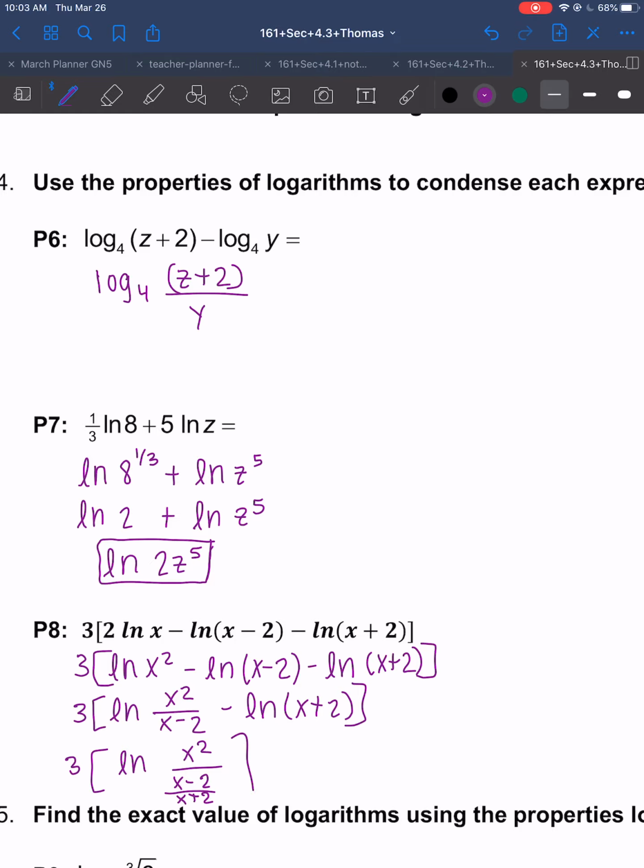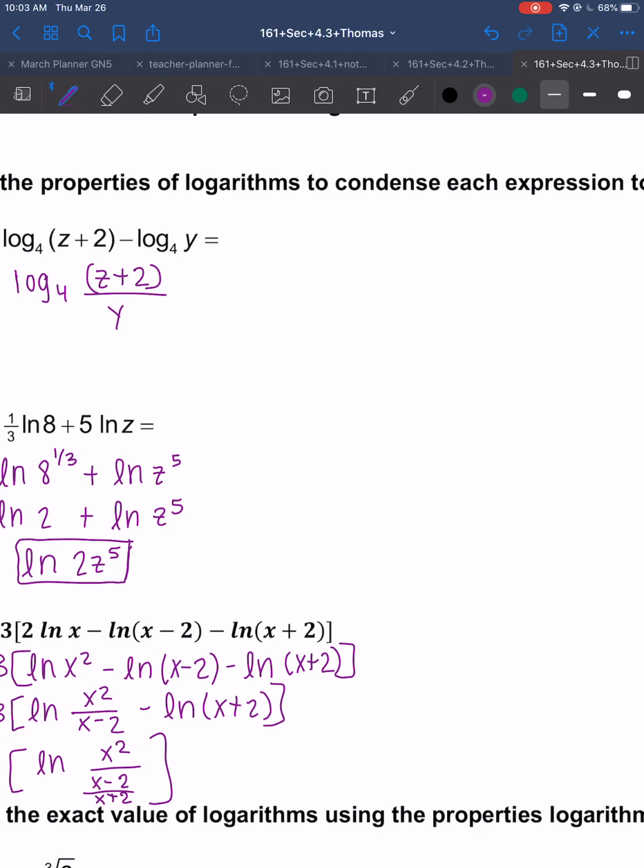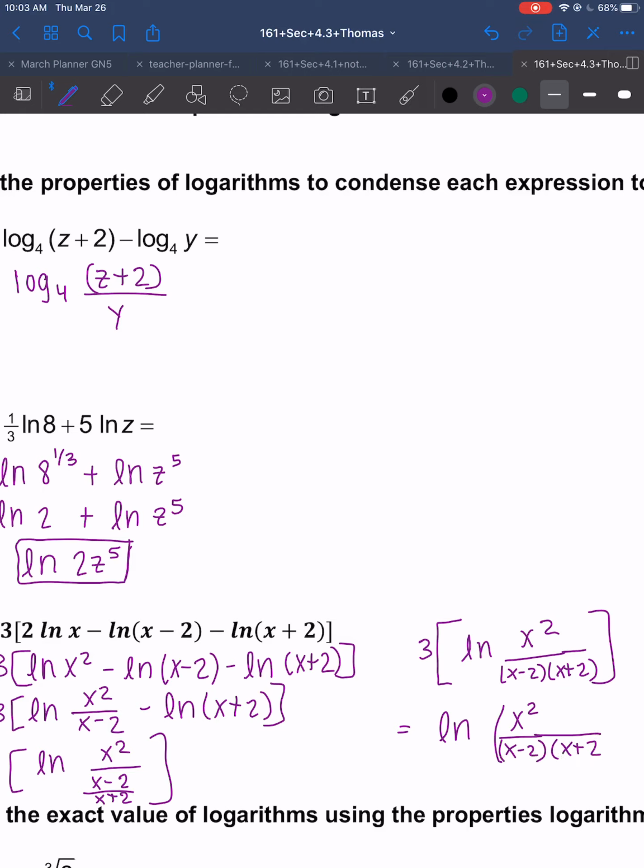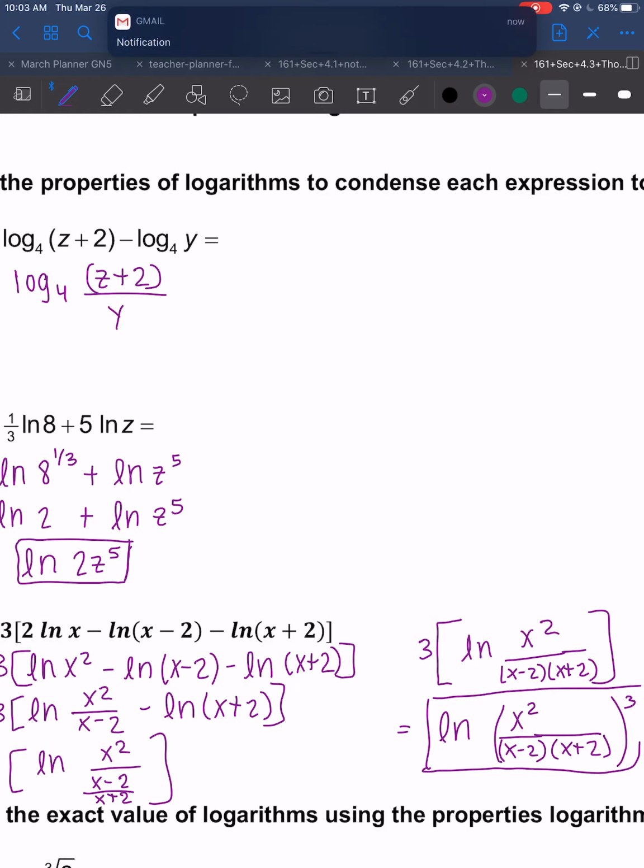So that's a lot to deal with, but we're going to come over here and make it a little bit easier. So 3, and then I can take that x plus 2 and put it up there with that x minus 2. 3 natural log of x squared over x minus 2, x plus 2. And then that 3 is just going to come and be the whole exponent for the whole thing. And you don't have to FOIL things out. You can just leave them. There's your answer.